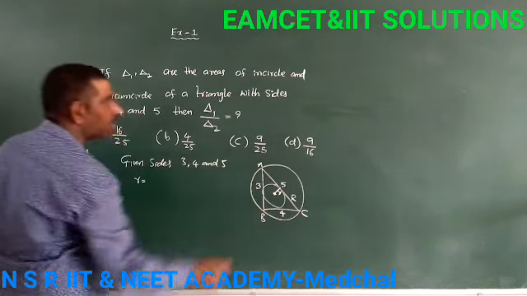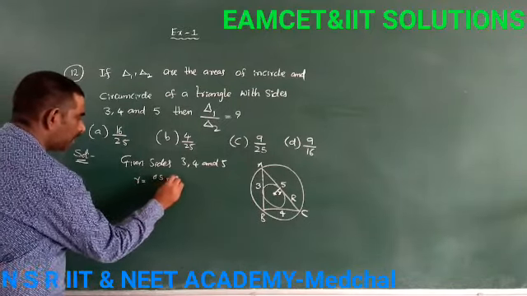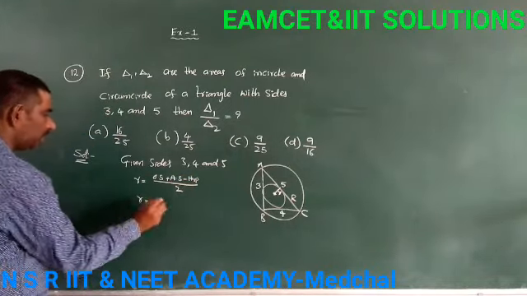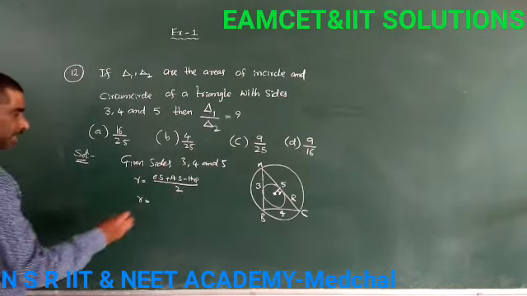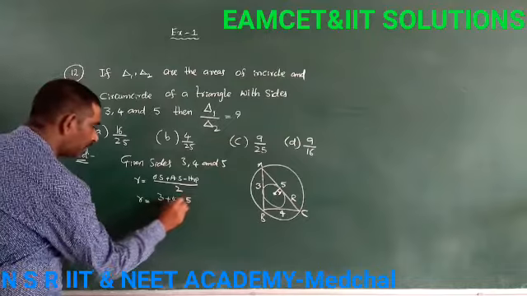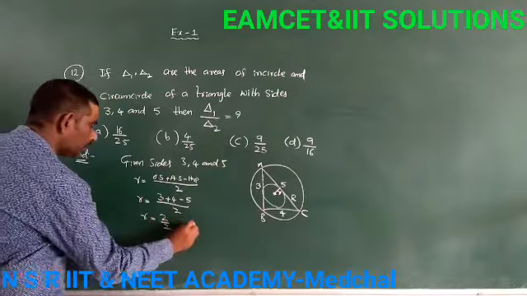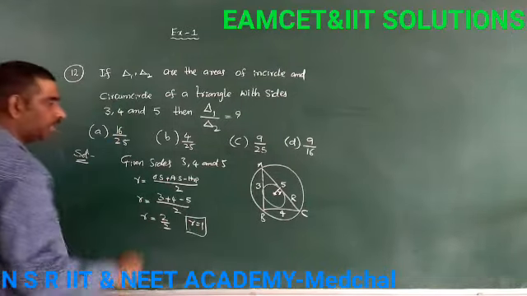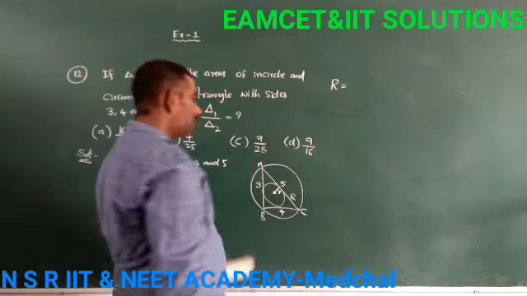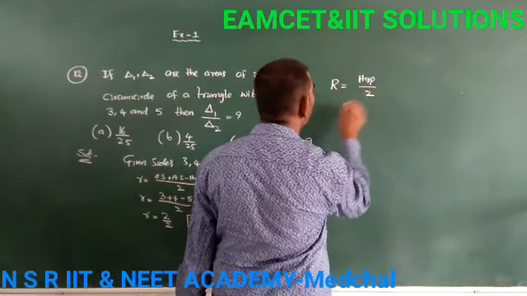So incircle radius small r is equal to (opposite side plus adjacent side minus hypotenuse) by 2. Already we discussed this in the previous session. This is the inradius. So 3 plus 4 minus 5 by 2. So 3 plus 4 is 7, minus 5 is 2, 2 by 2. So small r value is 1. So next, circumradius capital R. The circumradius in a right angle triangle is equal to hypotenuse by 2, half of the hypotenuse.